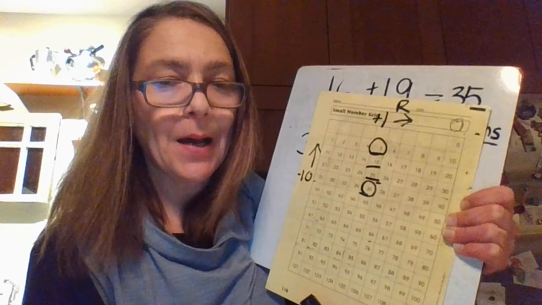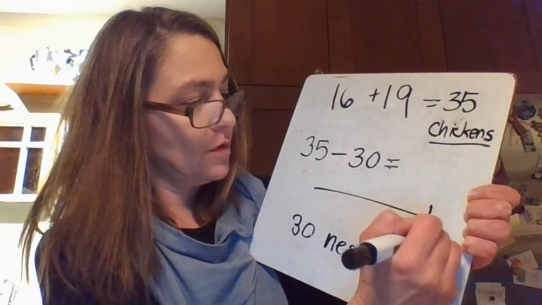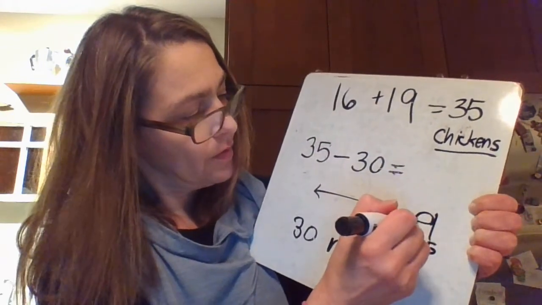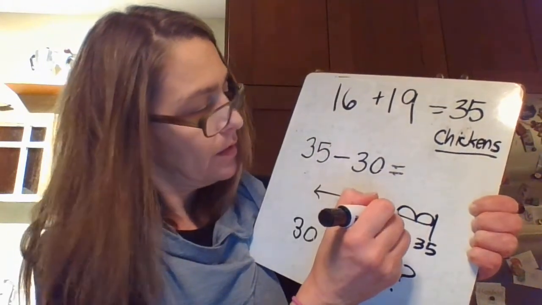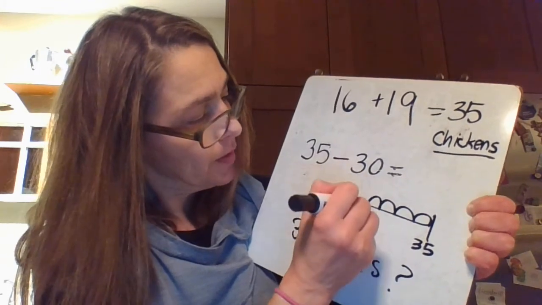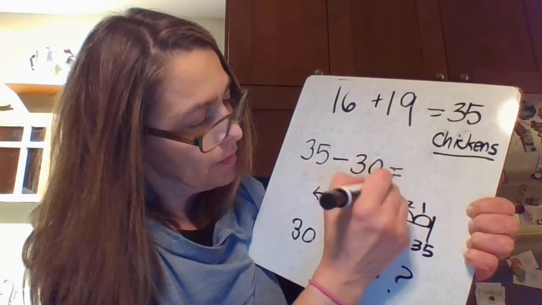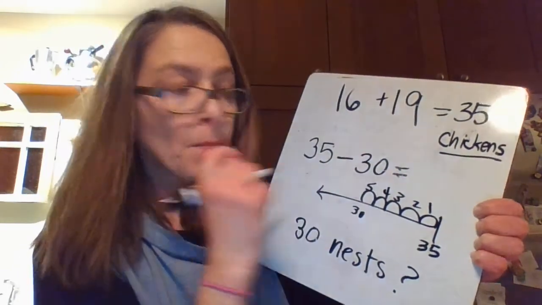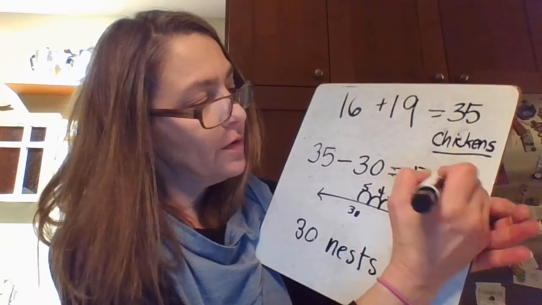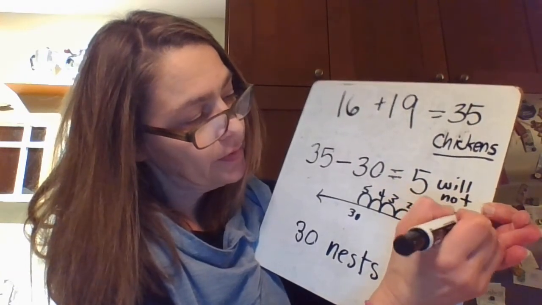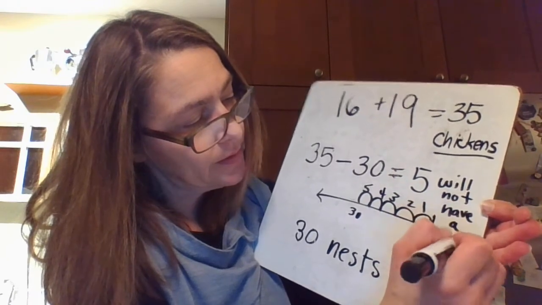Or you can count back. And do 35. And how many jumps till I get to 30? 34, 33, 32, 31, 30. 1, 2, 3, 4, 5. So my answer is 5 will not have a nest.